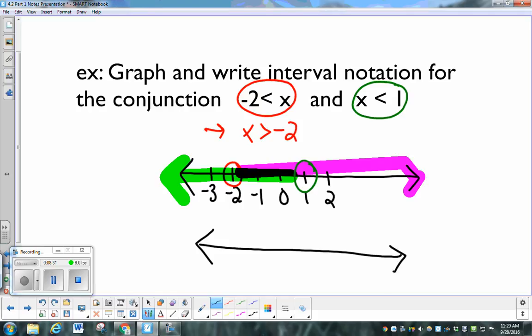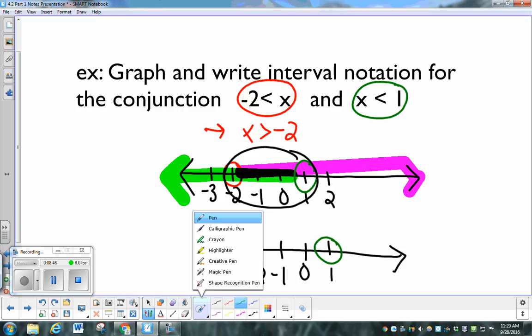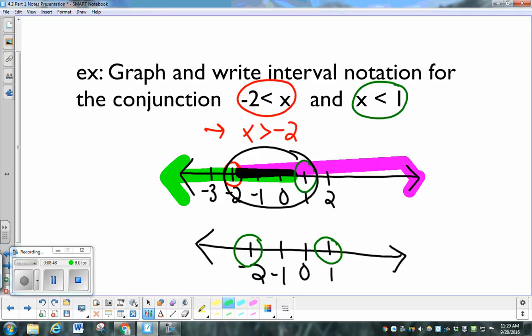So if I see on my graph, the part that's highlighted in both is right here. It's an open circle on -2, an open circle on 1, and it's in between those two. So you can now just use one highlighter to highlight in between those two. That's the intersection. We also have to write this in interval notation.